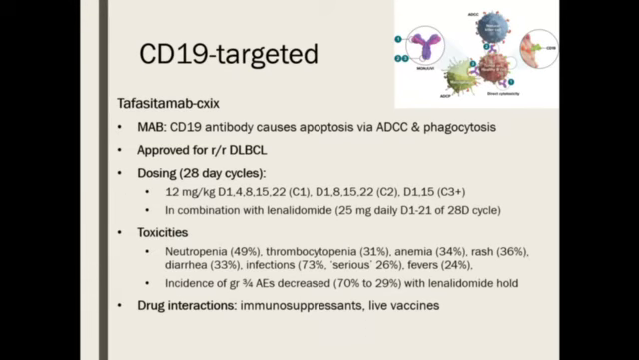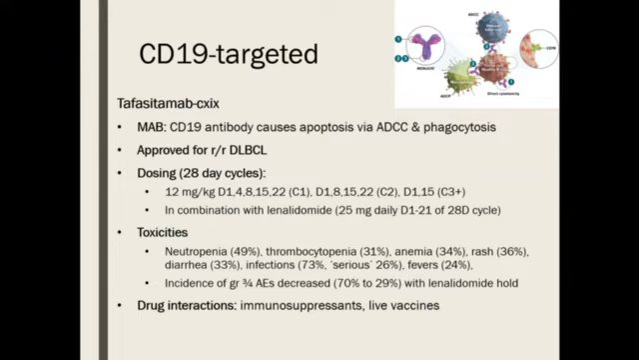Between it and its cousin, tafasitamab, again another CD19 directed therapy. This one's brand name is Monjuvi. This one is actually just a monoclonal antibody, so no drug conjugate. This is targeting CD19. This causes apoptosis via antibody-dependent cytotoxicity as well as phagocytosis. Approved again in the relapse refractory DLBCL setting, and the dosing is relatively complex here on the slide.